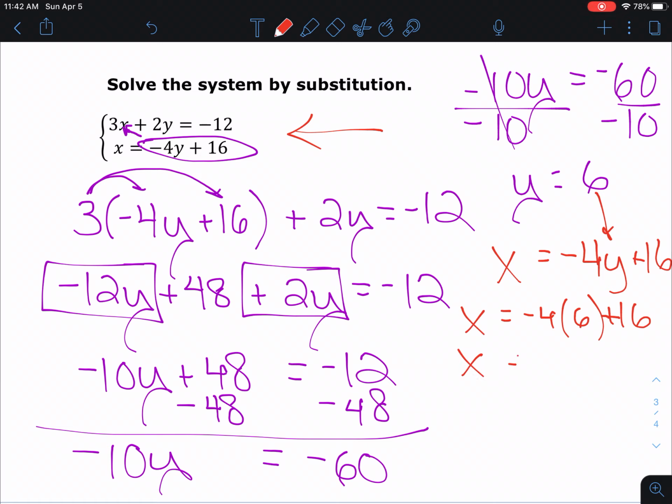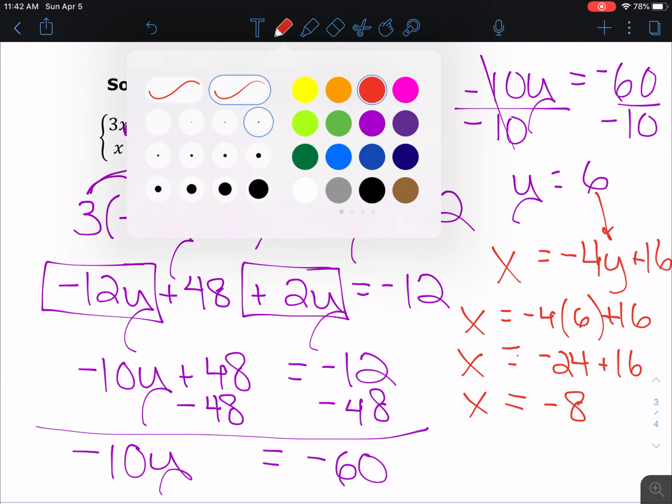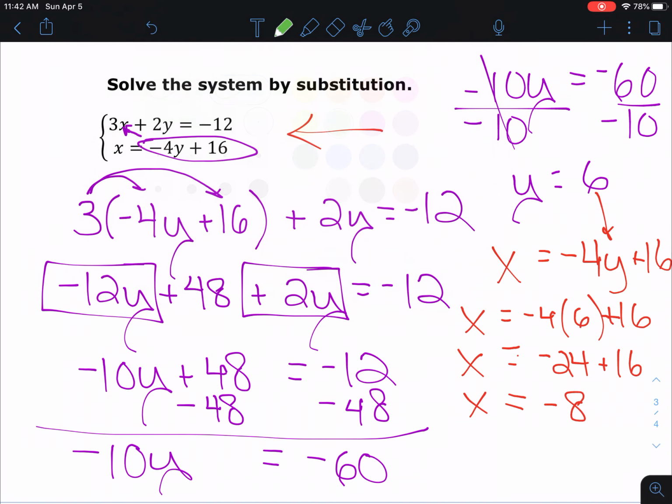X equals negative 24 plus 16, and that's negative 8. Okay, so where do these two lines cross? They cross here at the ordered pair negative 8, comma, 6. Make sure you write your answer as an ordered pair.